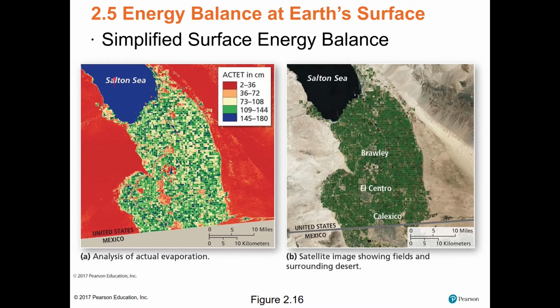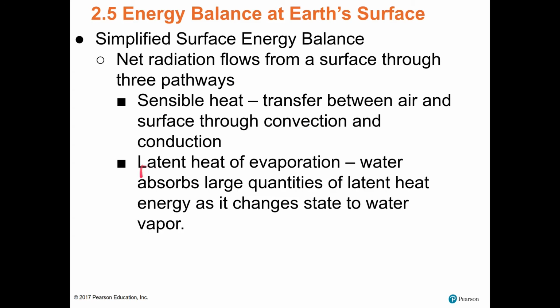So off the surface of the Salton Sea and these dark blue field areas, they're losing 2 feet of water. Out here in the unirrigated desert, the actual amount of water evaporating is less than an inch. So looking at the vegetation, that seems entirely plausible. But I wanted to talk about how they actually calculate this. If I back up the page, there's only 2 pathways: it's either sensible heat or latent heat.